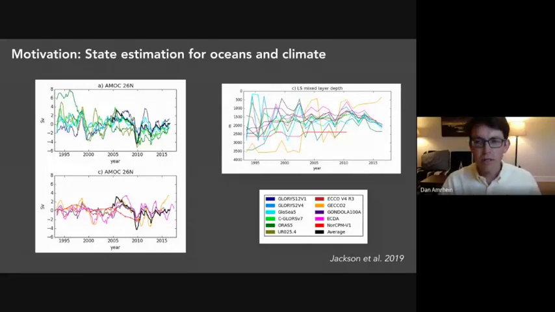So this just points to the potential for data constraints to deliver similar performance in models that are themselves very different.